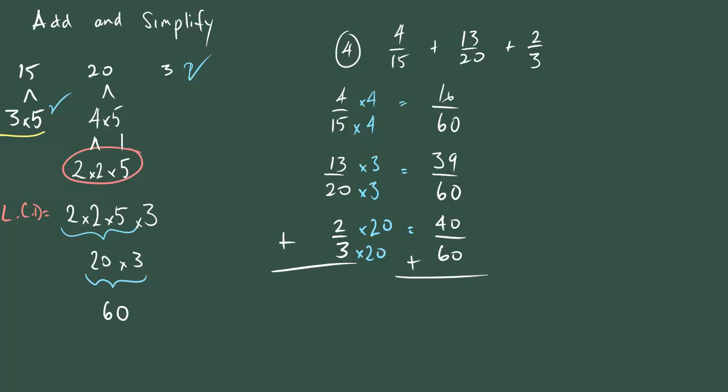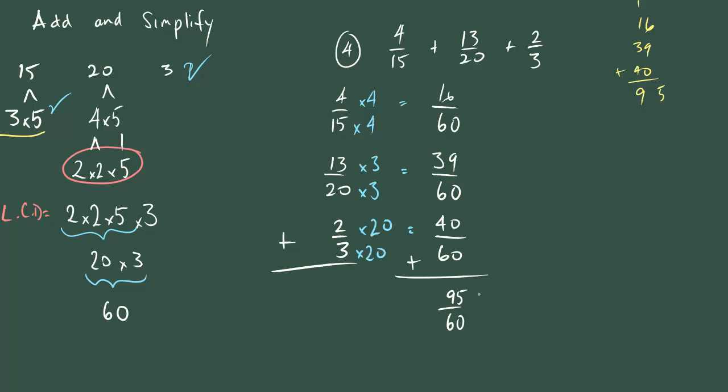You can do that work on the side. So let's see how we will do that. So it will be 16 plus 39 plus 40. 9 plus 6 will be 15. We carry a 1. 1 plus 1 is 2, plus 3 is 5, and a 4 will make 9. So that should be 95. So we'll have 95 over 60.